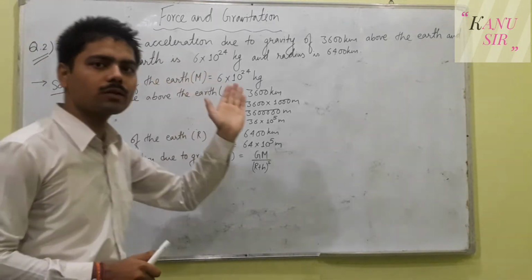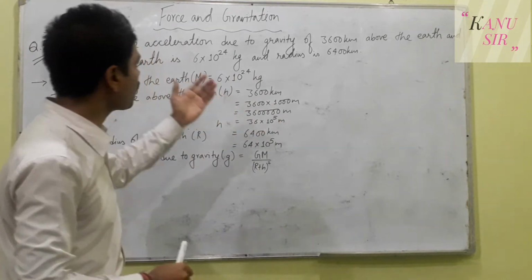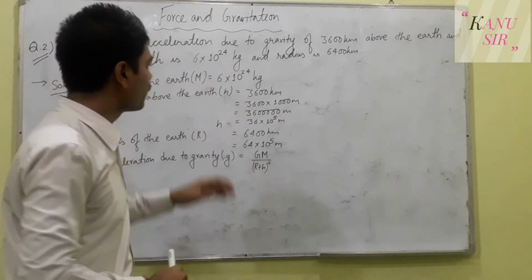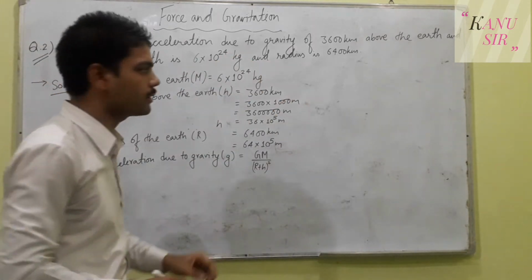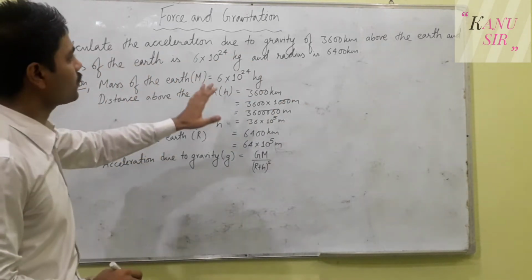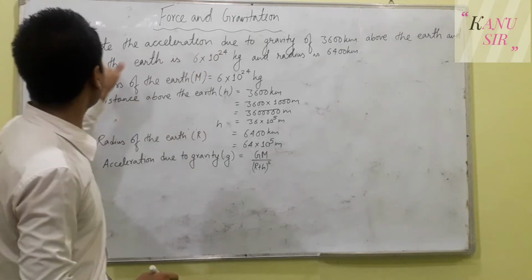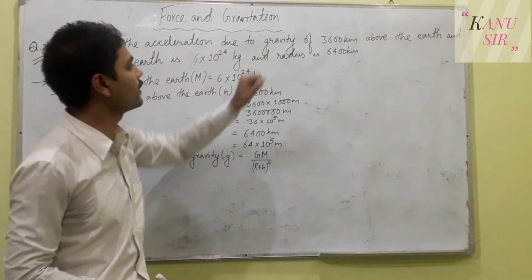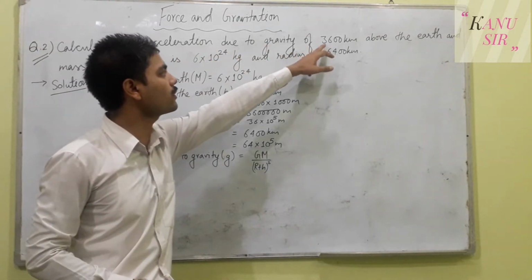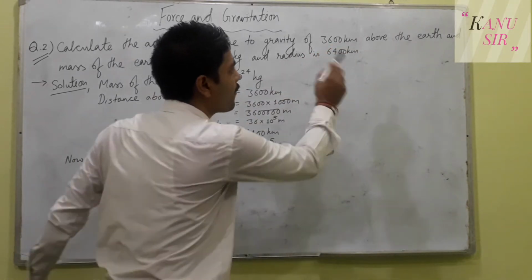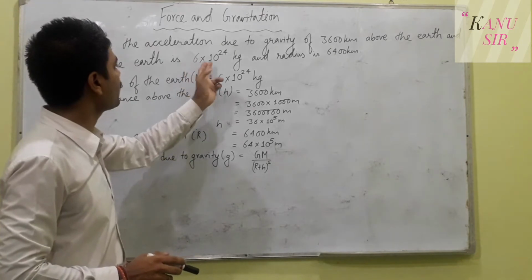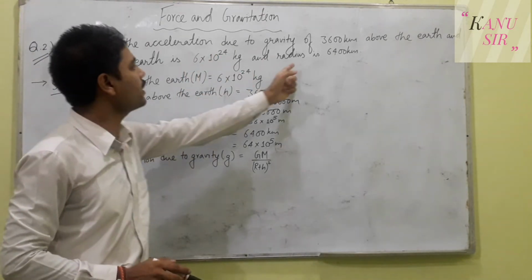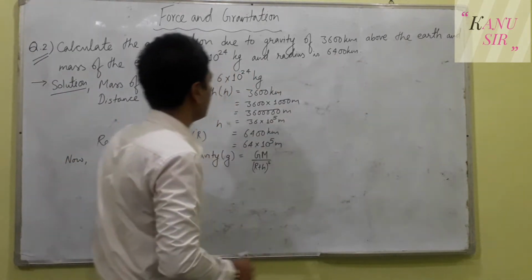In the previous question we solved the question for the moon, but now the meaning is almost the same, just in place of the moon there is the earth. Let us read the question first. We have to calculate the acceleration due to gravity 3600 km above the earth, and the mass of the earth is 6 into 10 to the power 24 kilogram, and the radius is 6400 km.